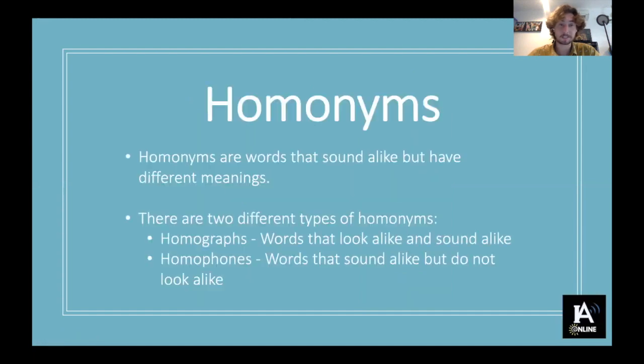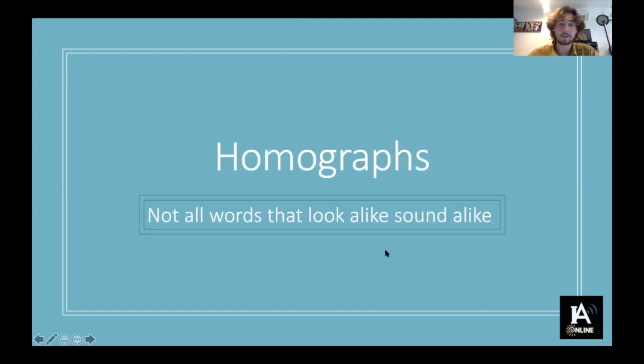So now homonyms. Homonyms are words that sound alike but have different meanings. There are two different types of homonyms. One type is a homograph, and these are words that look alike and sound alike, but they might have different meanings. And then homophones are words that sound alike but do not look alike. So, what are some examples? Homographs. Not all words that look alike sound alike.